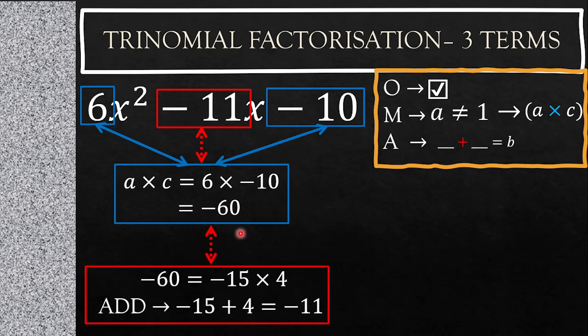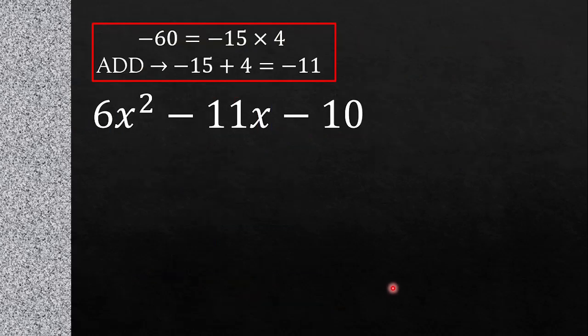So let's take a look. Minus 60 is also minus 15 times 4. And if I add these two together, minus 15 plus 4, I'm going to get minus 11. So there I found my two numbers that multiply to minus 60, and I've also taken the two numbers with their signs. I can have opposite signs here because I'm looking for a minus to get that minus 11. So we said that minus 15 and 4 make minus 11.